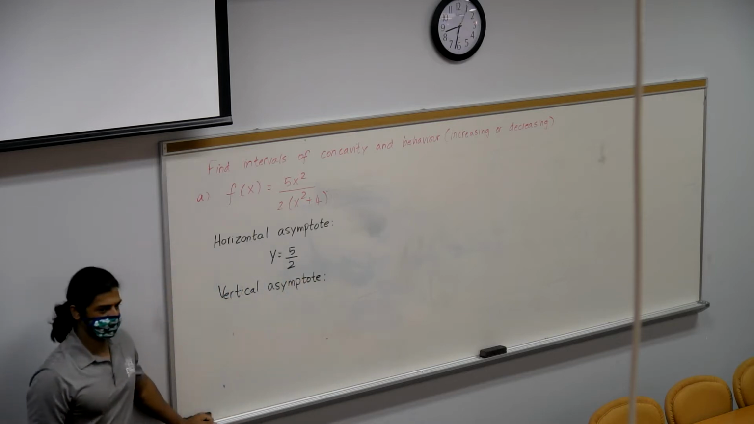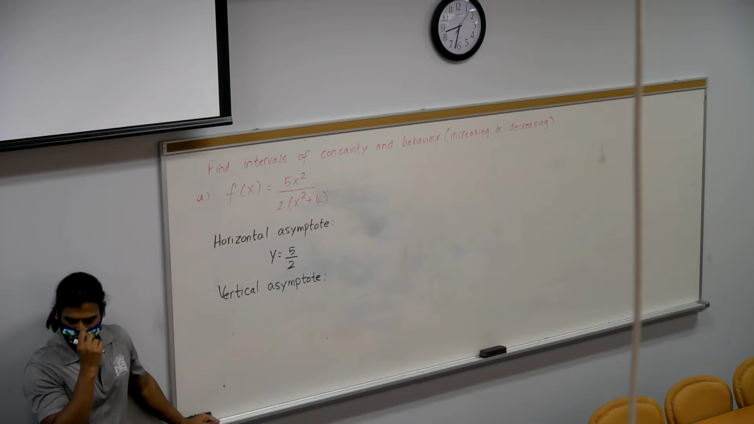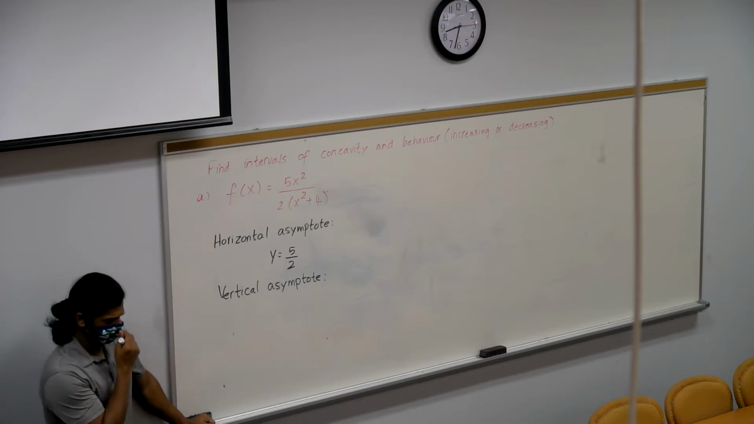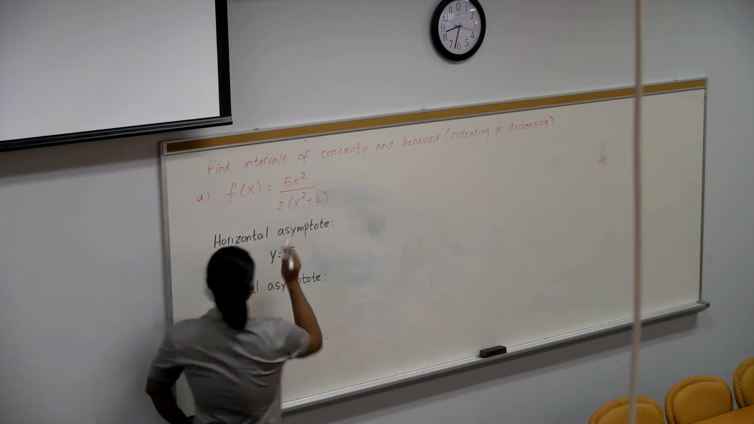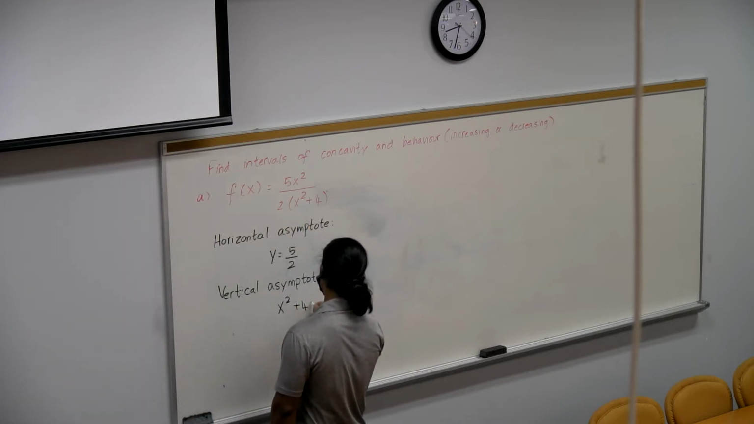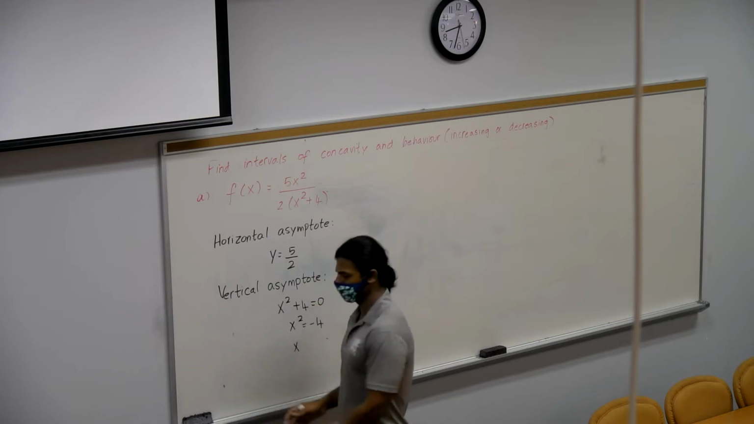What about the vertical asymptote? Do I have to set the denominator to 0? We have to set the denominator equal to 0. Now, if we set the denominator equal to 0, x squared plus 4 would equal 0, which would mean x squared equals negative 4. Take the square root on both sides.